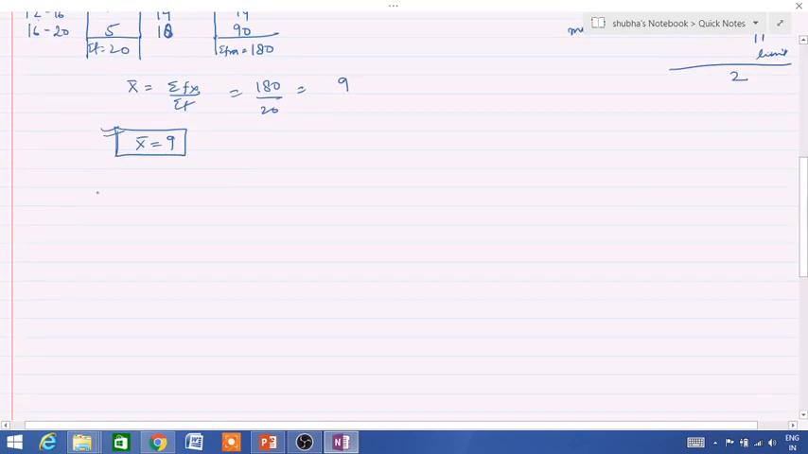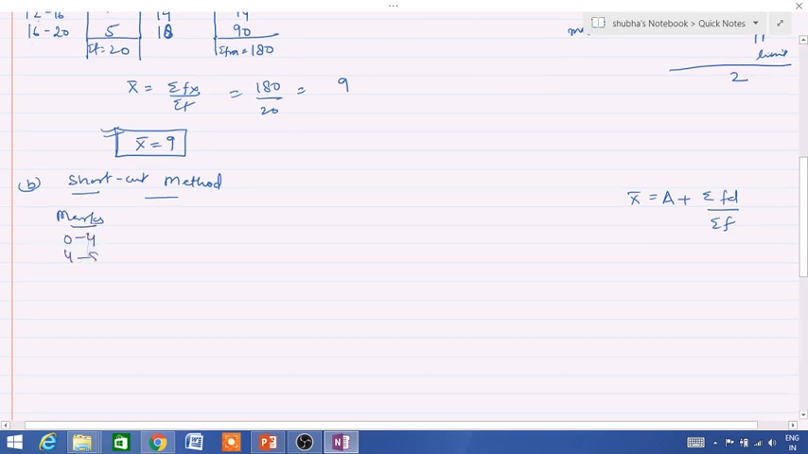So now I'll be doing this question with the help of the shortcut method. Formula will be exactly the same as it was in the discrete series. That means mean is equal to a plus sigma fd over sigma f. So here also we have to calculate assumed mean. Shortcut method is itself known as assumed mean method. So again, by writing marks 0 to 4, 4 to 8, 8 to 12, 12 to 16, 16 to 20, and the frequency is given 4, 8, 2, 1, 5.